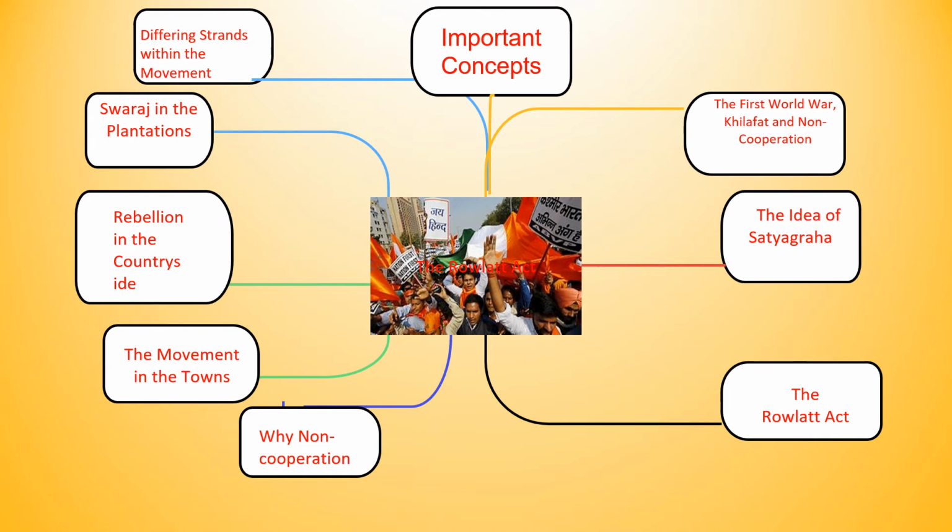Children, now let's look into all important events or movements that took place between the year 1915 to 1920. We begin with the effect of the First World War on India. Then we go through the Satyagraha movement. Then we see what is Rowlatt Act and Khilafat movement, followed by the non-cooperation movement started by Mahatma Gandhi.